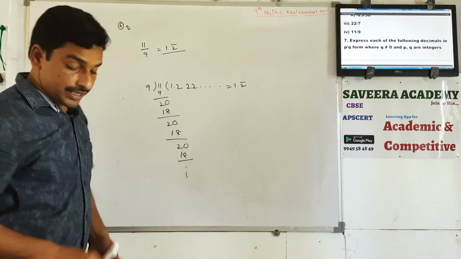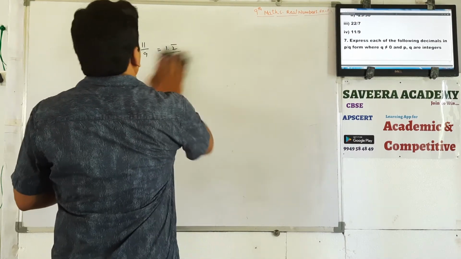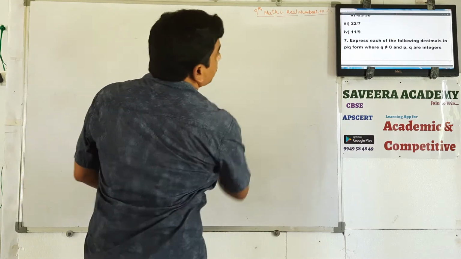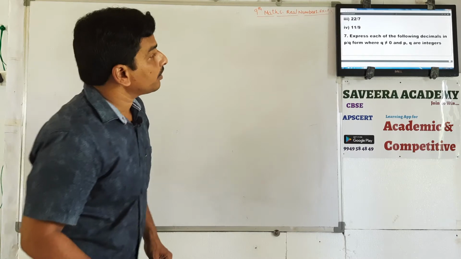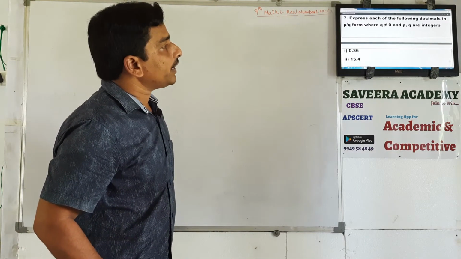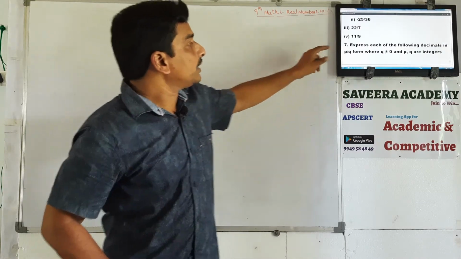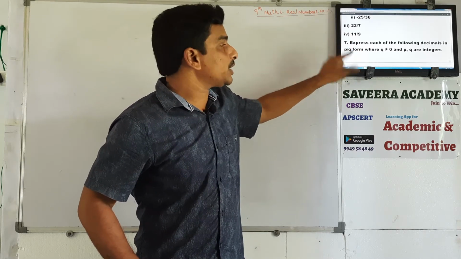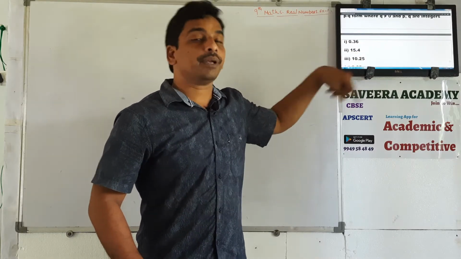Now let us see the seventh problem. Express each of the following decimals in p by q form, where q is not equal to 0 and p, q are integers. See, in the sixth problem, the p by q form was given and we had to change it into decimal form. Now decimal forms are given, and we have to change them into p by q form.